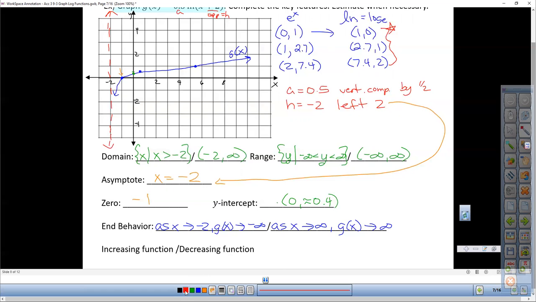Increasing versus decreasing, well, left to right, our function is heading up, so this time we get an increasing function, like so. All right, all done.